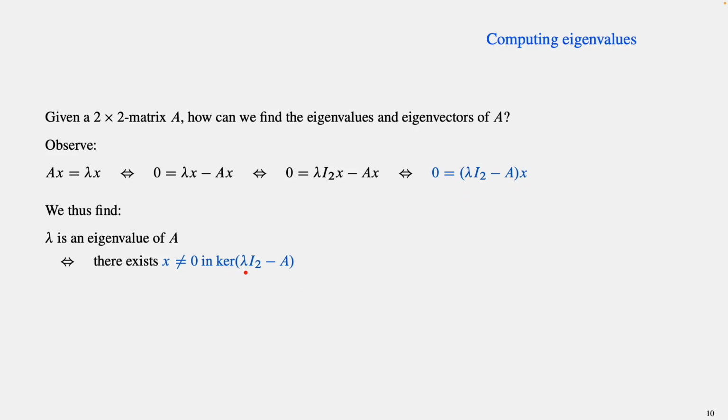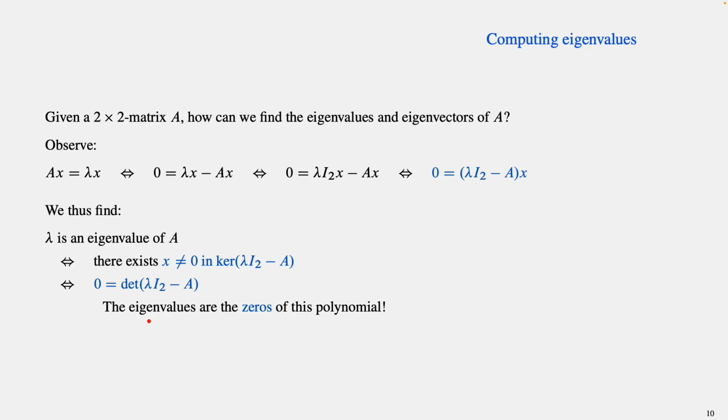So in the kernel of lambda times the identity minus A. And we have seen in the previous chapter on determinants that the kernel of some matrix not being just the 0 vector means that the determinant of this matrix has to be 0, which means it's not invertible. So we see that lambda being an eigenvalue of A is equivalent to the determinant of lambda times identity minus A being equal to 0.